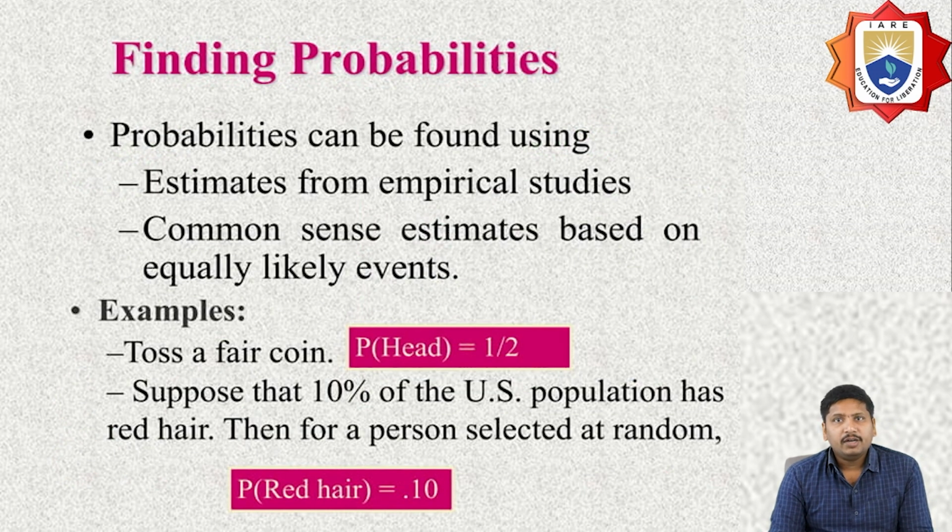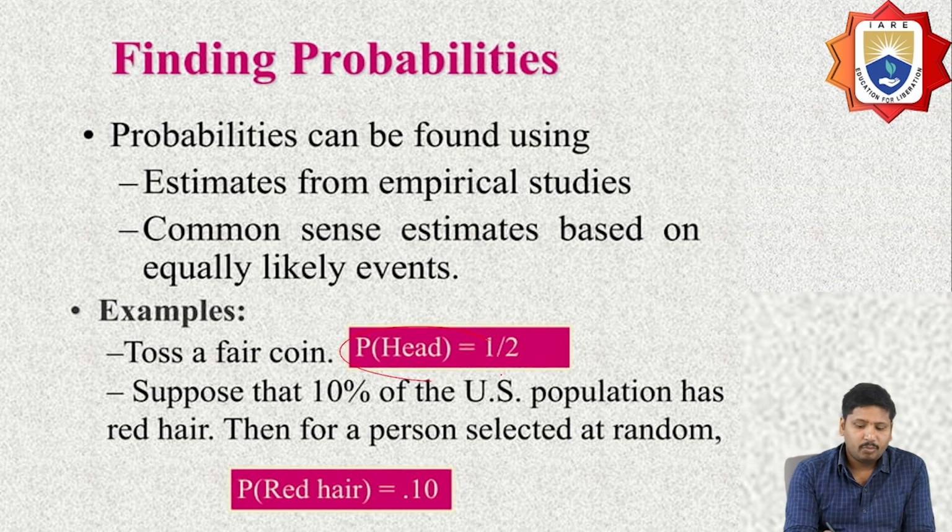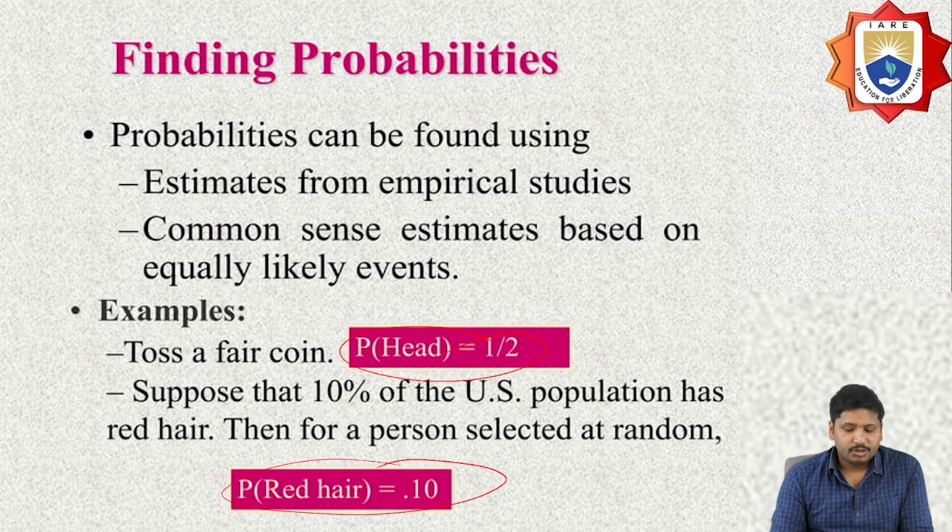Then how are we going to find the probabilities here? The probabilities can be found using estimates from empirical studies and common sense estimates based on equally likely events. For example, if I toss a fair coin, I get the probability directly. And suppose that 10% of the US population has red hair, and a person is selected at random. Then the probability of red hair should be 0.10.